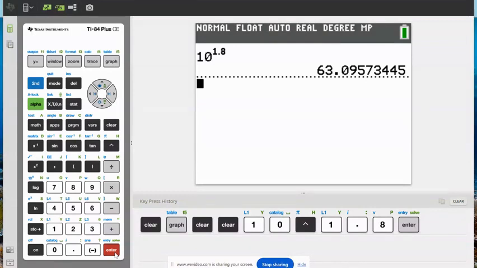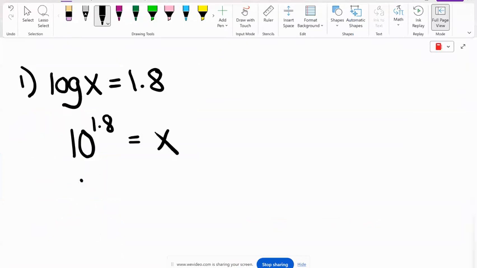For every problem, you are going to round to the third decimal place. You're going to round to the third decimal place unless I tell you otherwise. So if there's no directions, what decimal place are you rounding to? The third. So this is 63.096. If you don't round correctly, I will take a point off. So you want to make sure you're rounding correctly. So x is equal to 63.096.